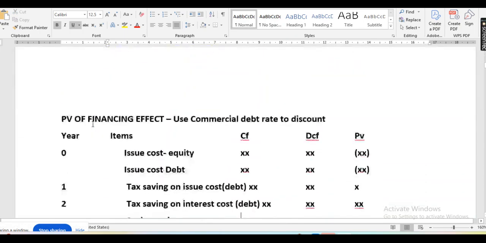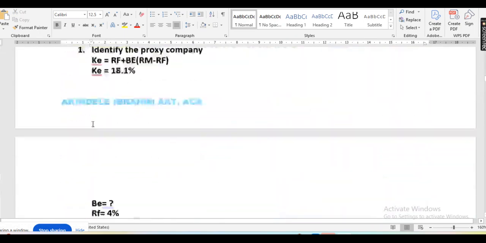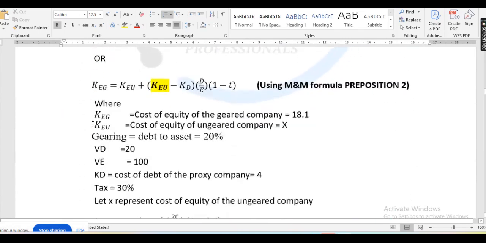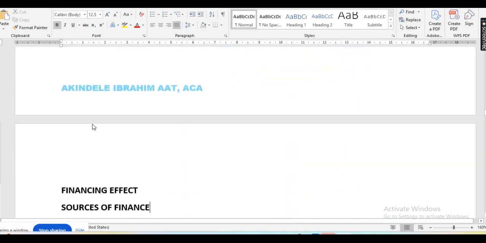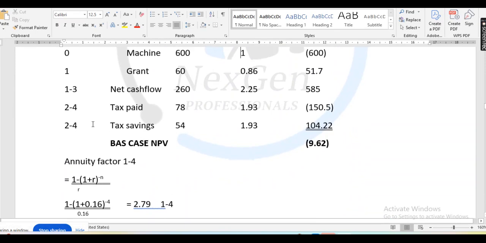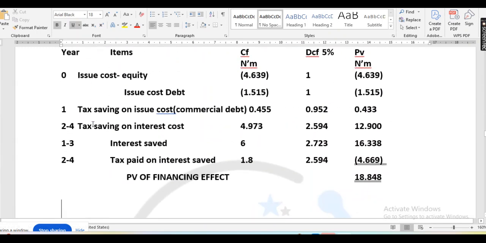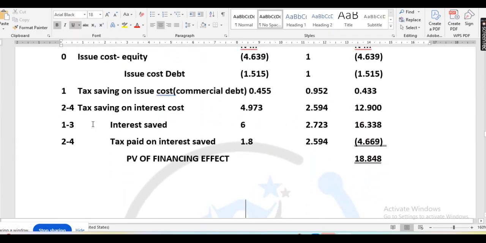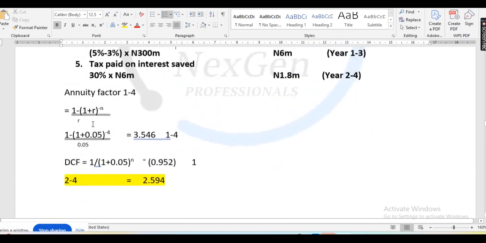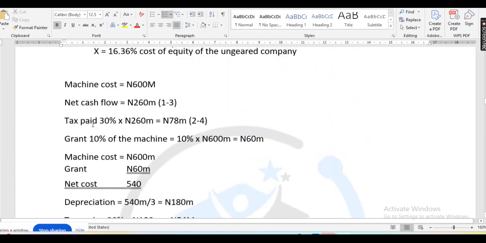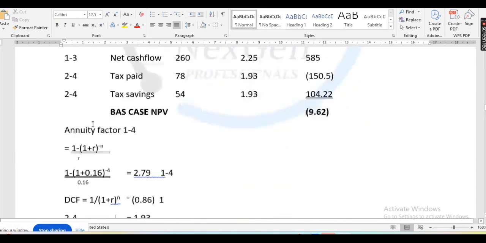Base case NPV. What is our base case NPV? We calculated it in our previous class, right? So the base case NPV, take note, is minus 9.62, a million. Is it 19? It's 9.62.